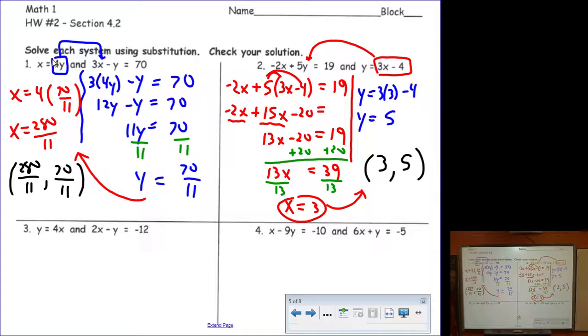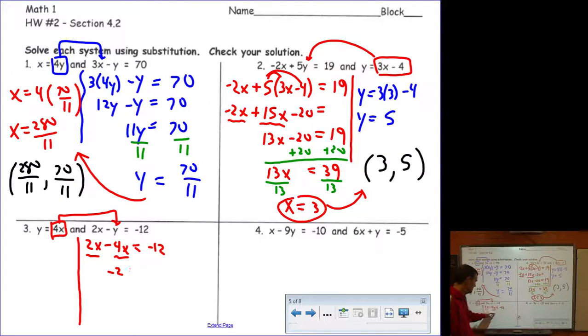In problem 3, this is a nice problem because, again, the y is already by itself. So I can go ahead and take what y equals and substitute it into the other equation in place of the y. I'm going to rewrite the second equation: 2x minus, and instead of minus y, it's going to be minus 4x equals negative 12. And now I can go ahead and simplify that equation. I would combine my like terms over here. 2x minus 4x is negative 2x equals negative 12.